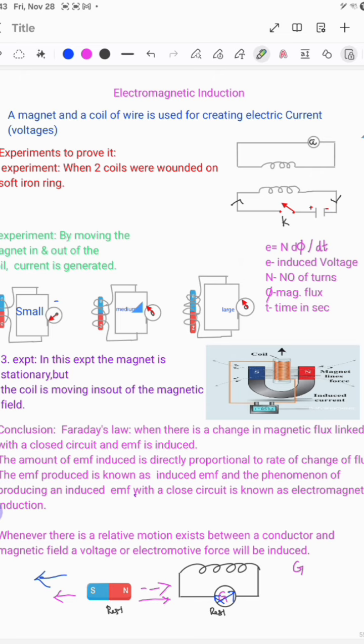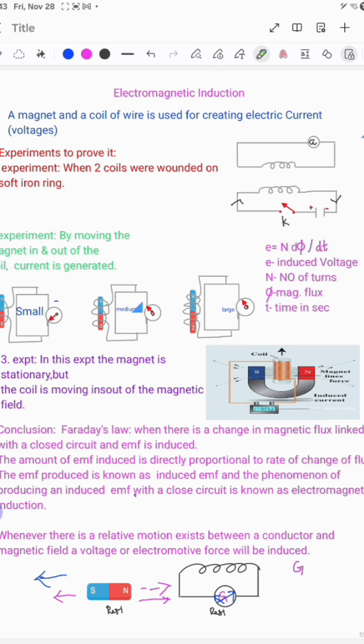In the third experiment, he kept the magnet stationary. In the second part, the magnet was moving up and down, but here the magnet is stationary and only the circuit moves up and down. When the speed of the circuit's up and down motion is faster, the electromagnetic induction in the galvanometer is higher.